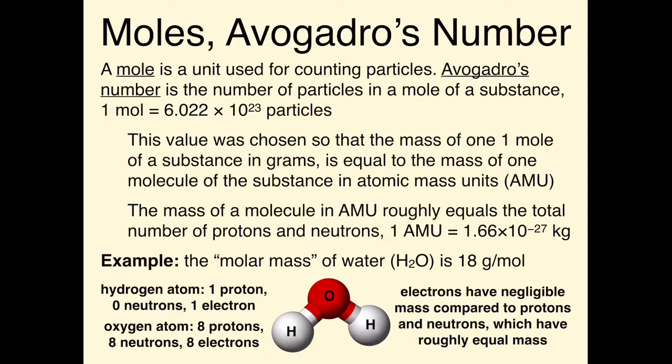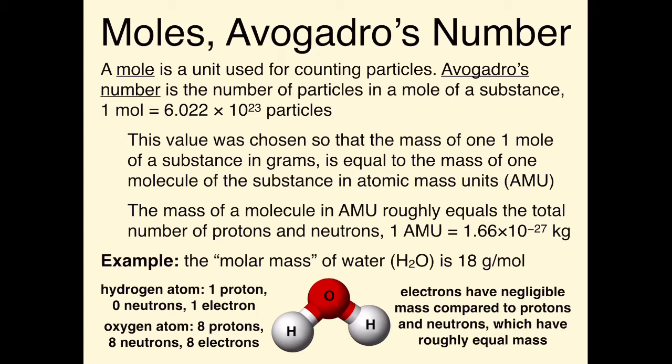Okay, so to give an example of this, let's consider the water molecule, H2O. H2O consists of 2 hydrogen atoms and 1 oxygen atom. In the hydrogen atom, we have 1 proton and 0 neutrons, and also 1 electron. In the oxygen atom, we have 8 protons, 8 neutrons, and 8 electrons. But remember, the electrons have negligible mass.